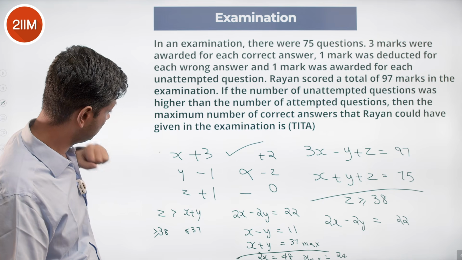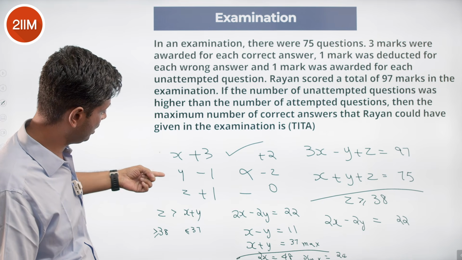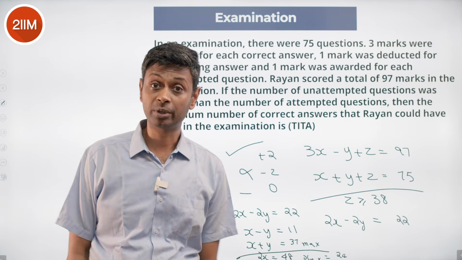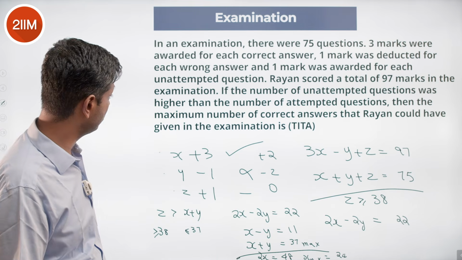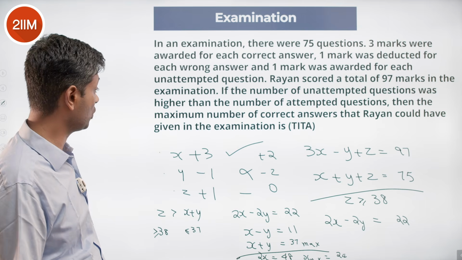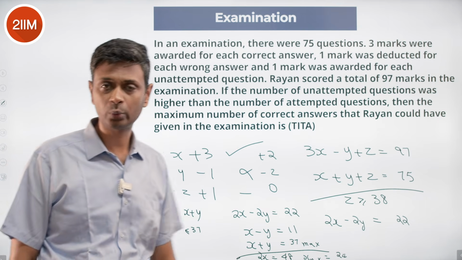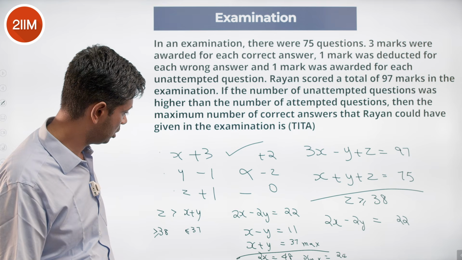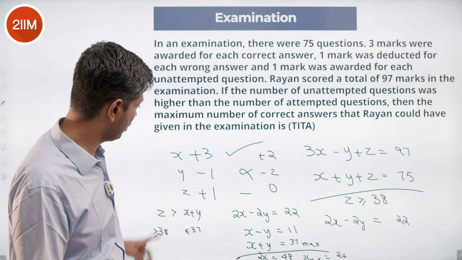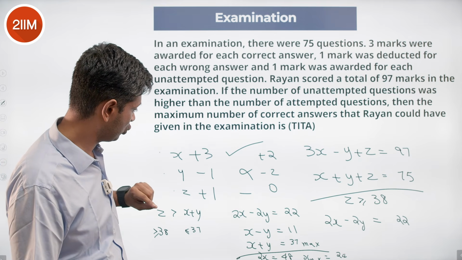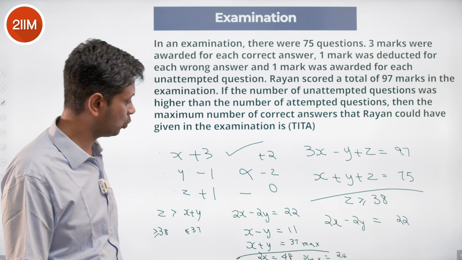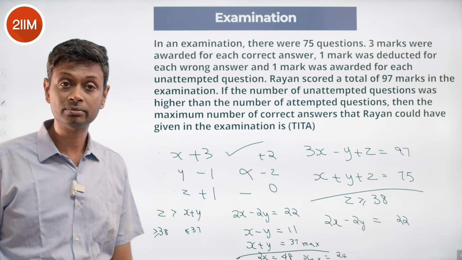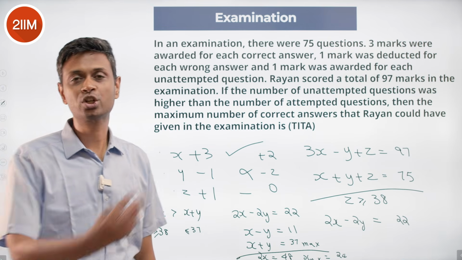24 correct answers, 13 incorrect answers, adding up to 37, 38 unattempted. That will give us the answer. The maximum number of correct answers that Ryan could have given in the examination is 24. 24 into 3 is 72, plus 13 into minus 1, and then the remaining 38 into plus 1 should add up to 97.